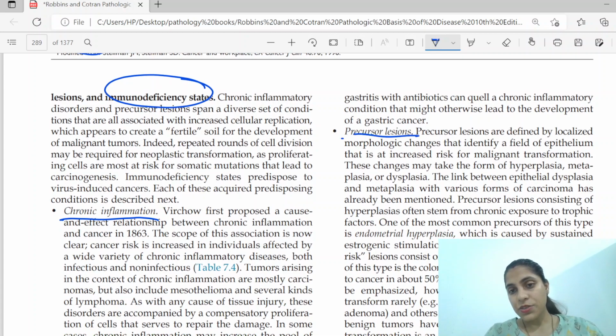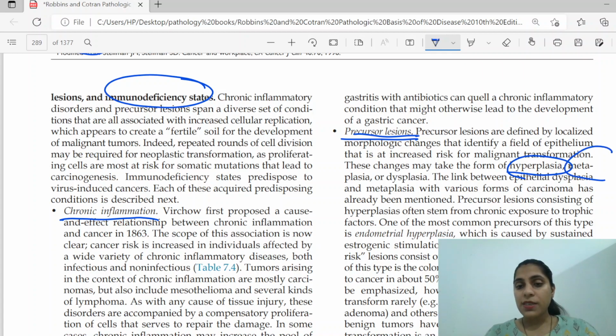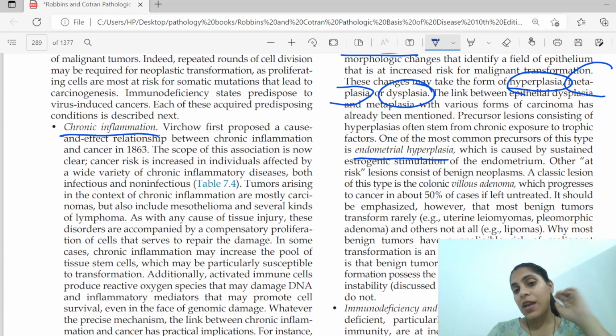So what is a precursor lesion? Precursor lesions are lesions that have high risk of developing into a malignancy. Like hyperplasia is a precursor lesion that can further lead to malignancy. A metaplastic change like Barrett's esophagus is a kind of metaplasia that can lead to malignancy, and dysplastic changes are also pre-malignant. Examples are endometrial hyperplasia, which has high risk of developing into malignancy. Somebody having villous adenoma has a chance to develop into cancer in about 50% of cases if left untreated.